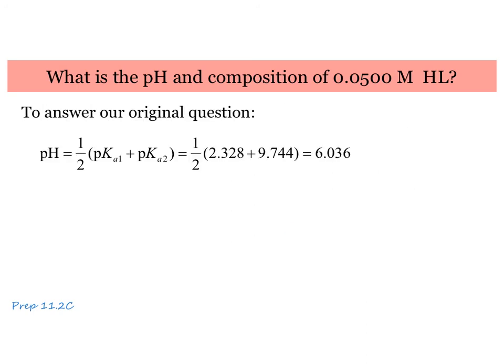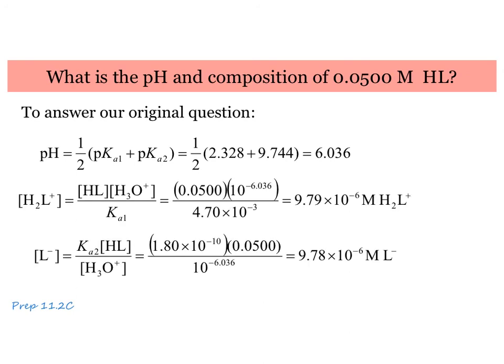Going back to our original question, we can now solve for the pH. We can also use the negative antilog of the pH, 10 to the negative 6.036, to solve for the concentrations of H2L+ and L-, respectively. It's worth noting that these values are both small and nearly equal to one another. This also tells us that nearly all of the leucine remained in the form HL.